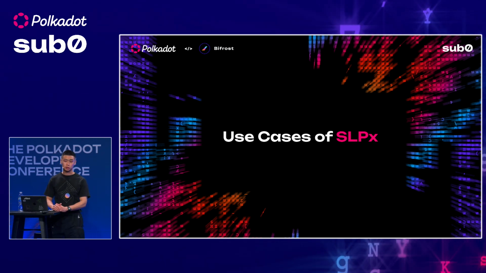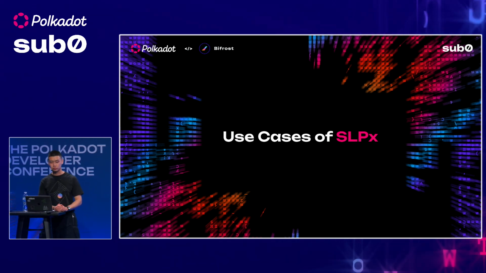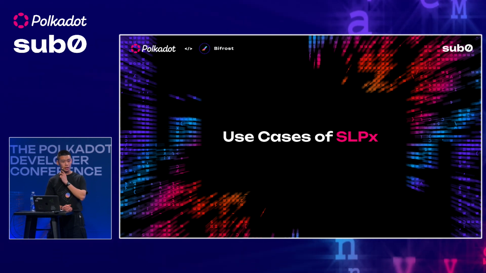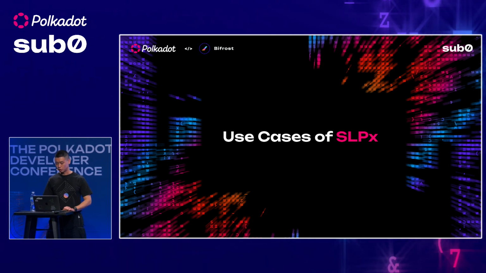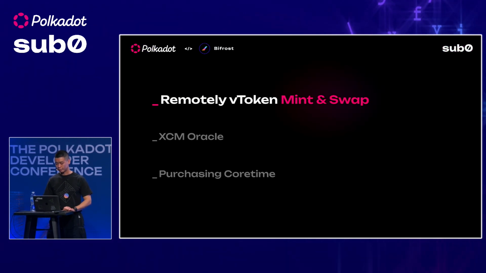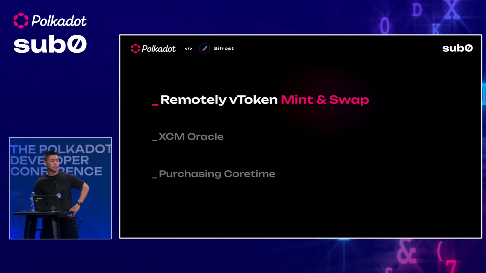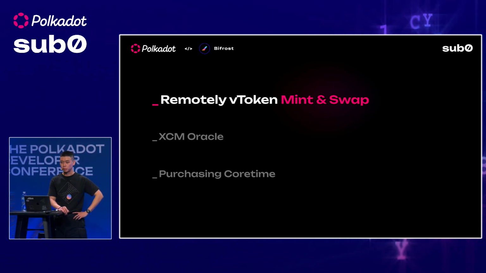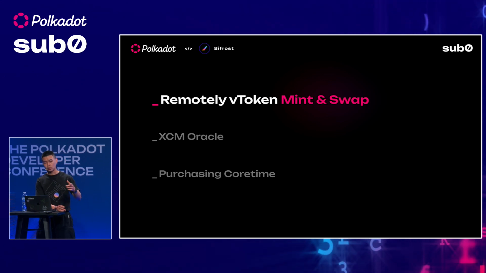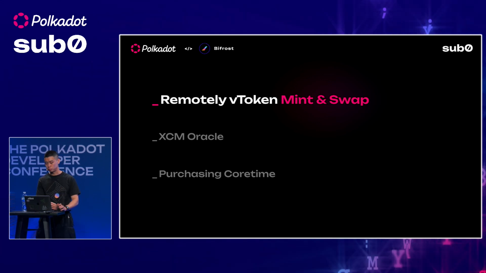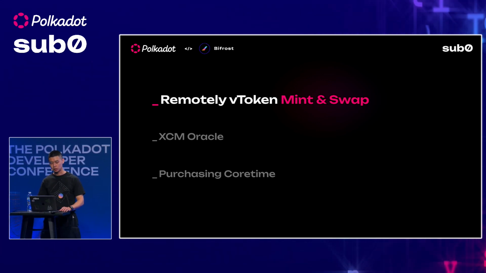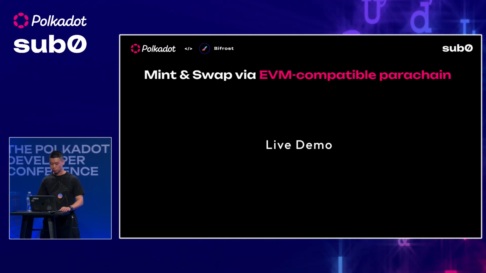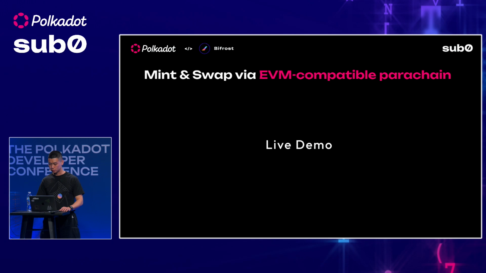Okay, the interesting part is coming. I will give some use cases of SLPx right now and some live demos. The first use case is remote V token mint and swap. It's how it works on Moonbeam, sorry, on Astar in this case. So we go to the lab demo part.